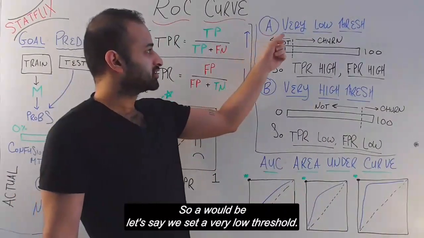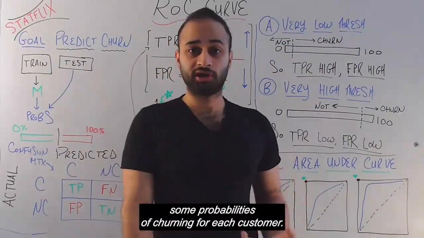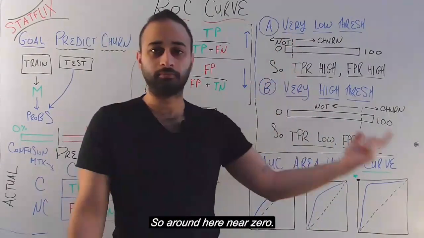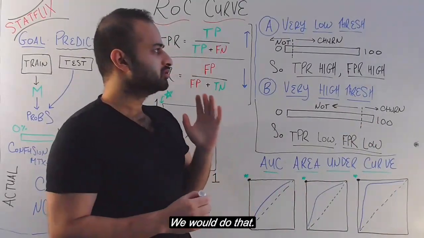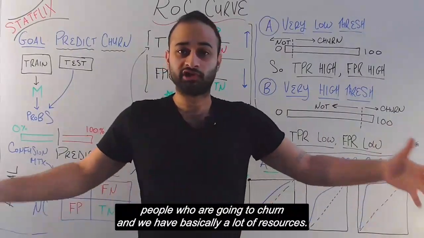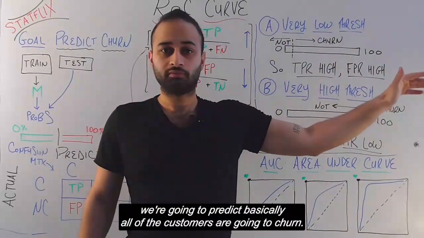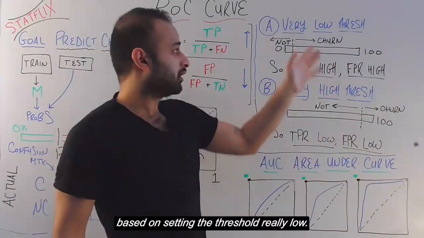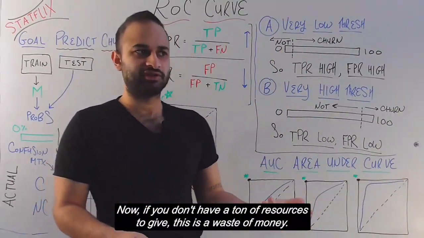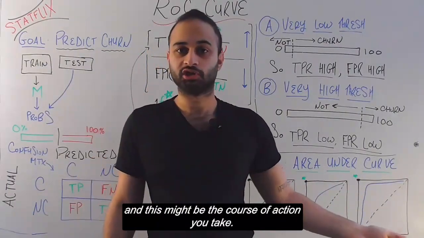So A would be, let's say we set a very low threshold. Again, the story is that our model outputted some probabilities of churning for each customer, and we're going to set that threshold very low, so around here, near 0. Why would we do that? We would do that, for example, if we really, really want to catch people who are going to churn, and we have basically a lot of resources. The reason is that this means that we're going to predict virtually all of the customers are going to churn, so we're going to send them all free things. Now, if you don't have a ton of resources to give, this is a waste of money. But if you have infinite resources for some reason, then this might be the course of action you take.